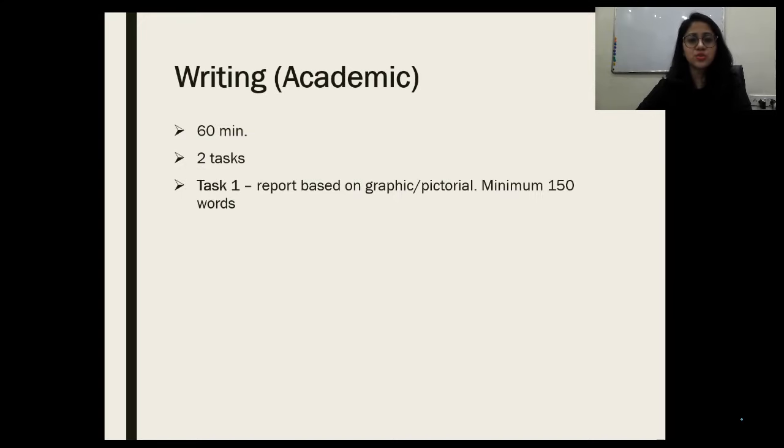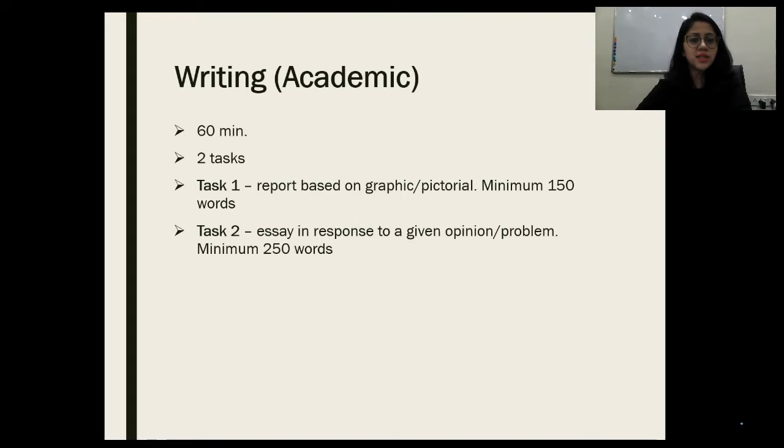Writing: 60 minutes, 2 tasks. Writing task 1, a report based on graphic and pictorial information, minimum 150 words. Writing task 2, an essay in response to a given opinion or a problem, minimum 250 words.